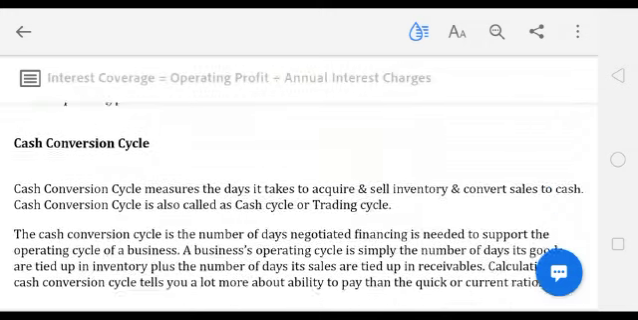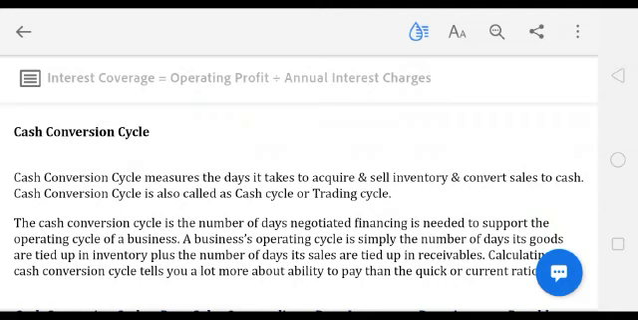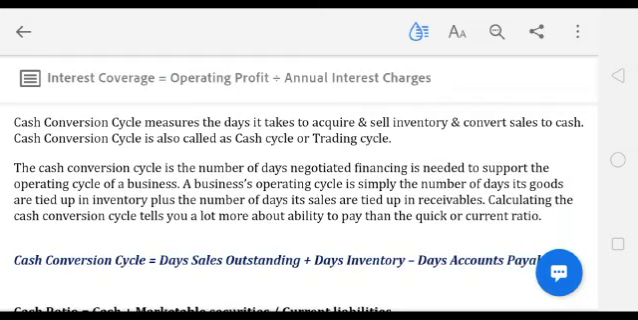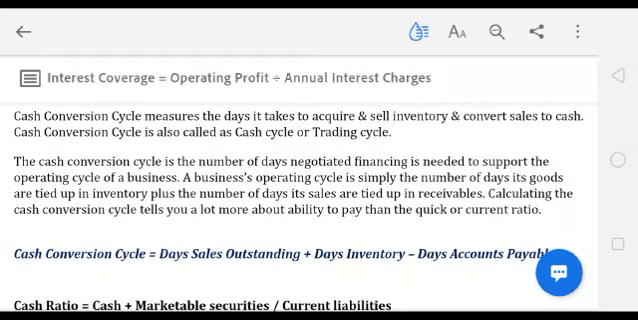Now the next one, which is very easy, cash conversion cycle. Cash conversion cycle measures the days it takes to acquire and sell inventory and convert sales to cash. Cash conversion cycle is also called cash cycle or trading cycle. The cash conversion cycle is the number of days negotiated financing is needed to support the operating cycle of a business. A business operating cycle is simply the number of days its goods are tied up in inventory plus the number of days its sales are tied up in receivables. Calculating the cash conversion cycle tells you a lot more about the ability to pay than the quick or current ratio. It means this ratio is smarter than the quick or current ratio.